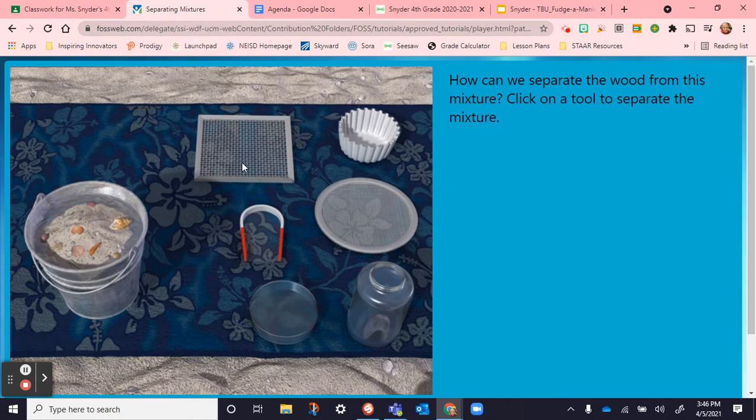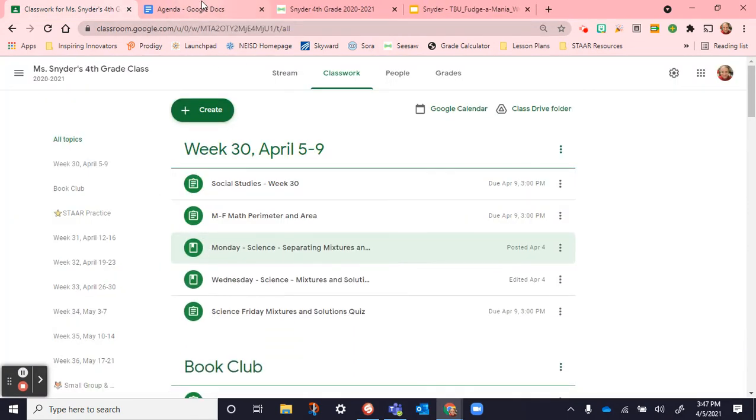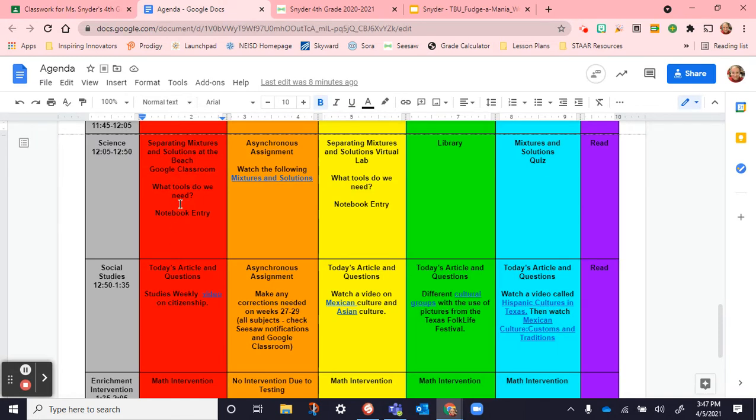So you've got the large screen, the small screen. This is an evaporation bowl here, or pan or dish. I forget what they call it. I think they call it evaporation dish. You've got coffee filters, and then this is a container full of water. So work through that, and then record that in your notebook. And then that was for science.